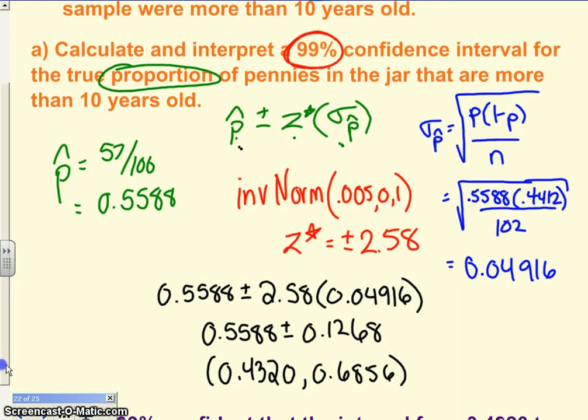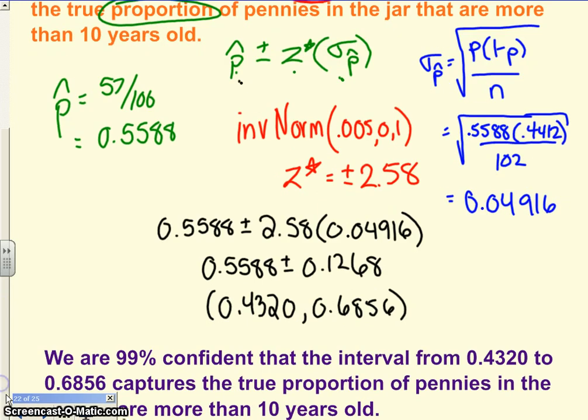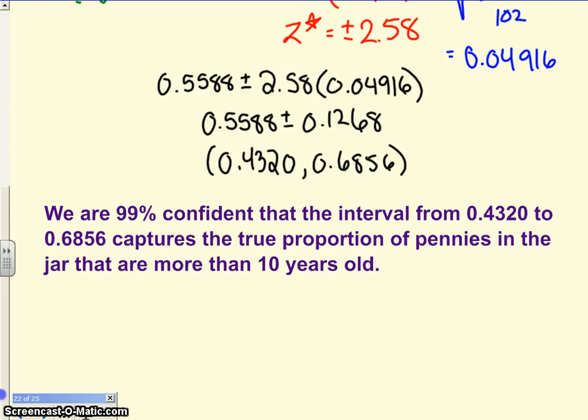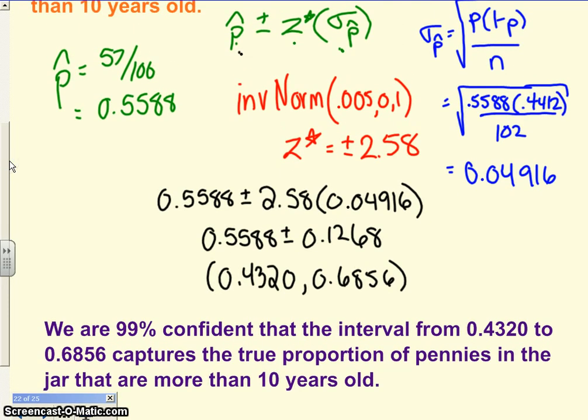So let's interpret our confidence interval. We are 99% confident that the interval from 0.4320 to 0.6856 captures the true proportion of pennies in the jar that are more than 10 years old. I hope this is making sense and that you're not having trouble following along. Let's look at a part B for this question.